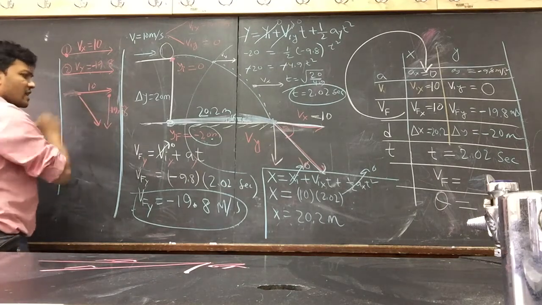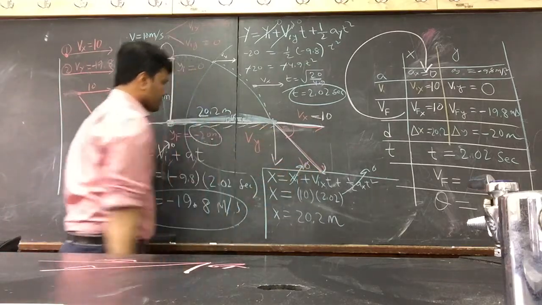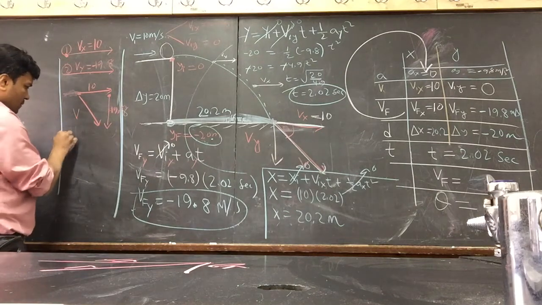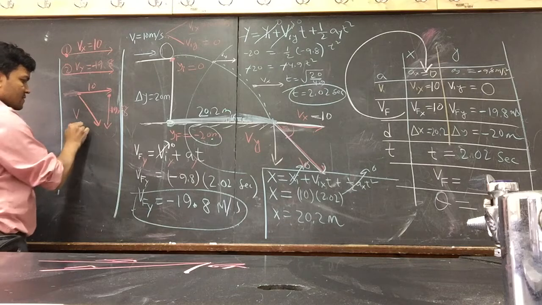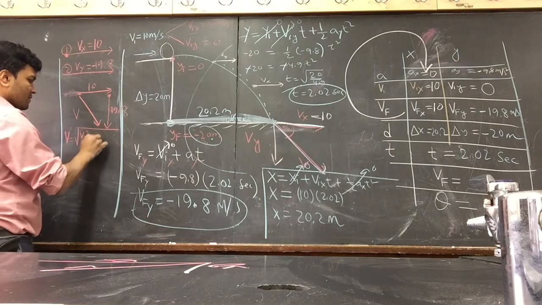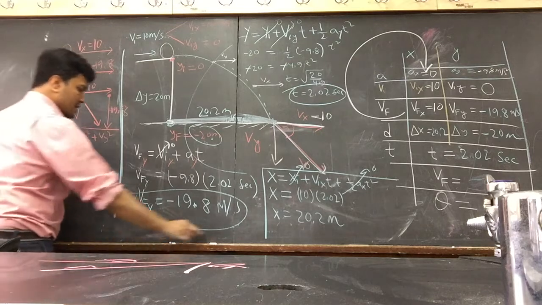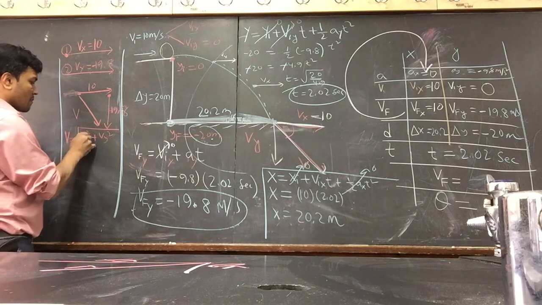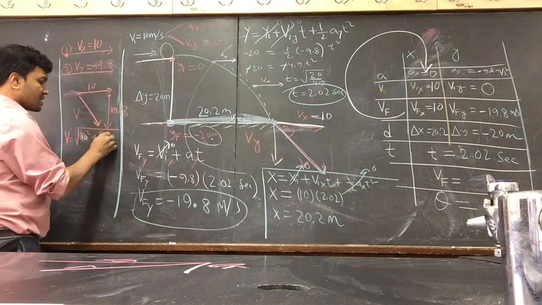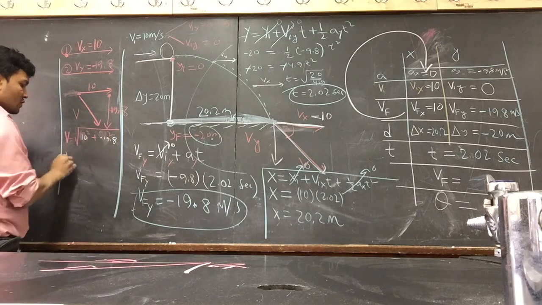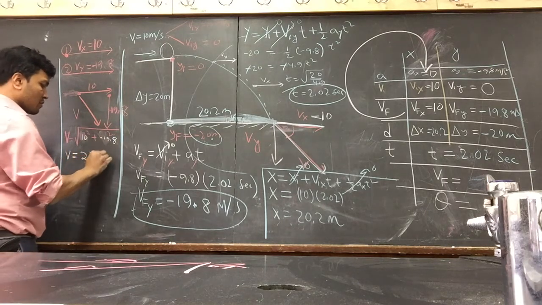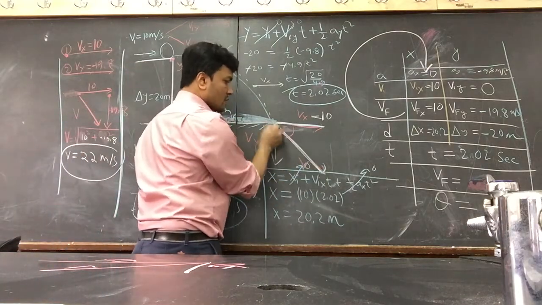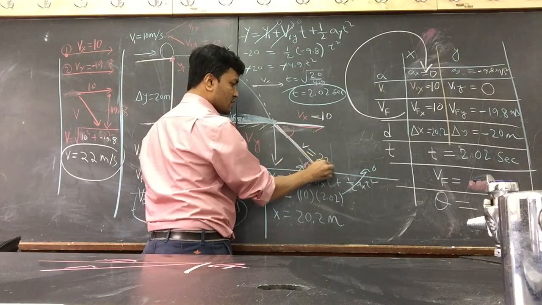Now we're going to find the resultant vector. The resultant vector is the final velocity. It's this guy. We're going to call it v, velocity. How can we find v? By the Pythagorean theorem. V is the square root of vx squared plus vy squared. This guy is, as you remember, 10, and this guy is negative 19.8. So V is 22 meters per second. So the magnitude of this arrow is 22 meters per second.